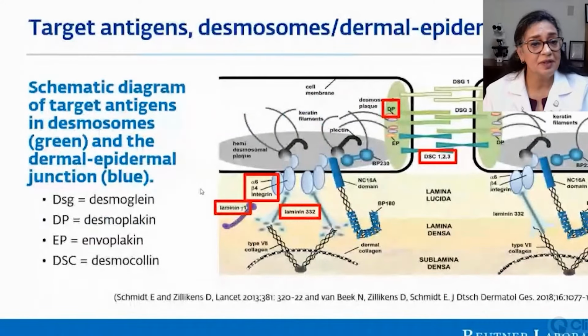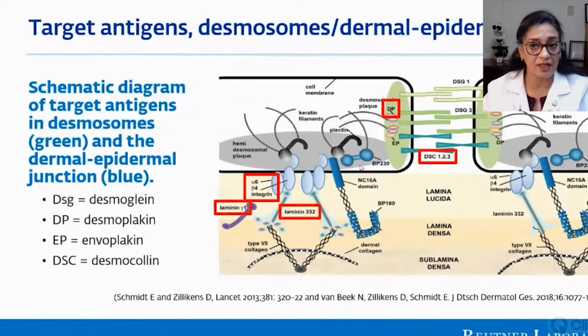So this diagram here shows the target antigens in various autoimmune blistering diseases. As Dr. Sinha also mentioned, different antigens are involved in different groups of diseases. So the binding of autoantibodies to one or more of these proteins leads to disruption of the integrity of the epidermis or the dermo-epidermal junctional area.